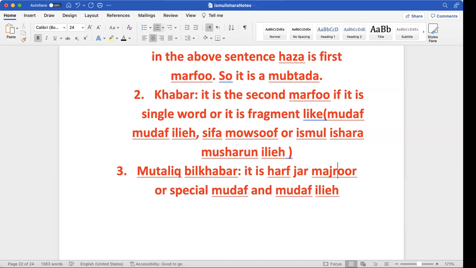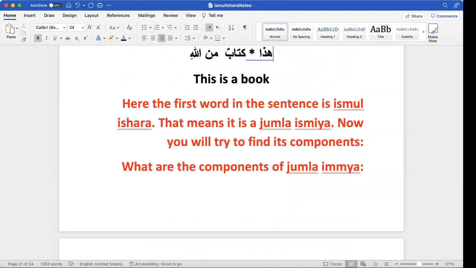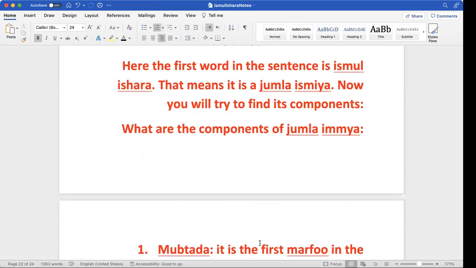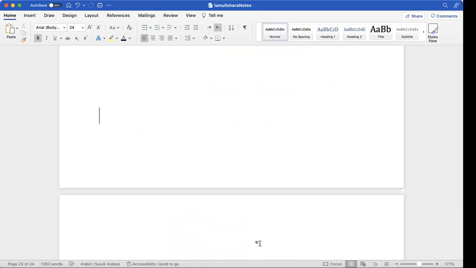Now, go to the sentence. Haza kitabun min Allahi. You have the first word, which is ism, marfu, and this is mubtada. You have the second word, a single word, which is again marfu. It's what? Khabar. You have then jar majroor. So what do you call it? Mutalik bil khabar. So if I copy this down, I will label it like here.